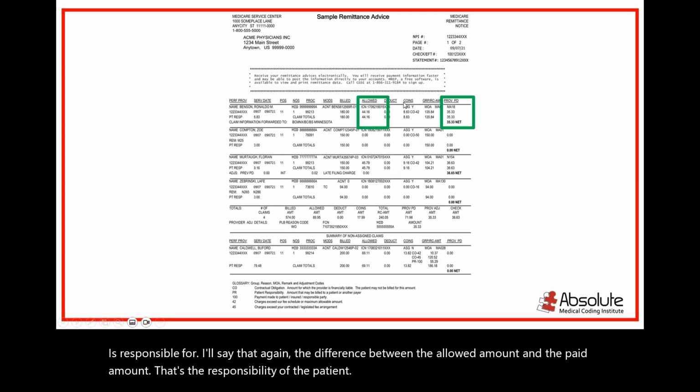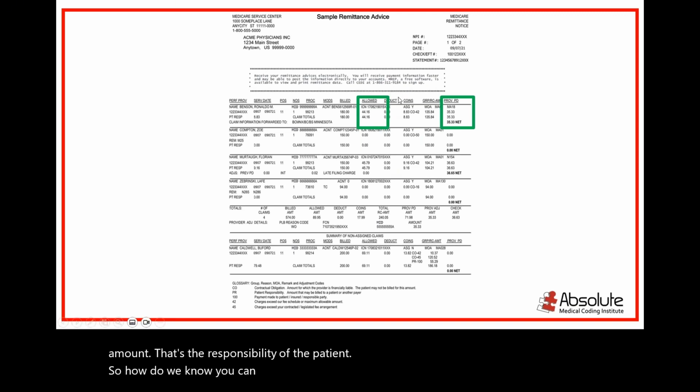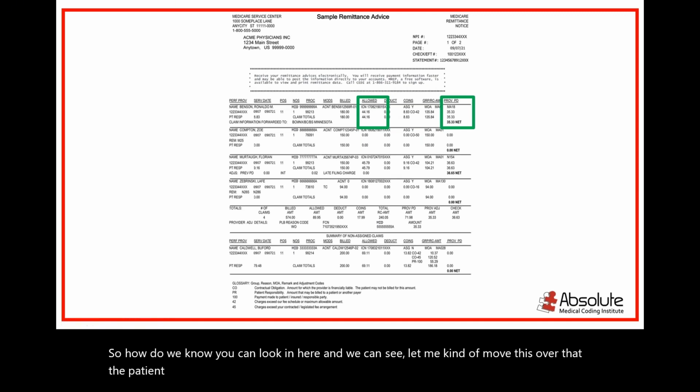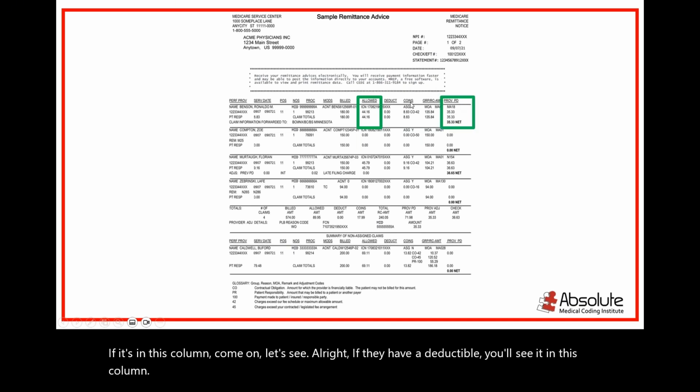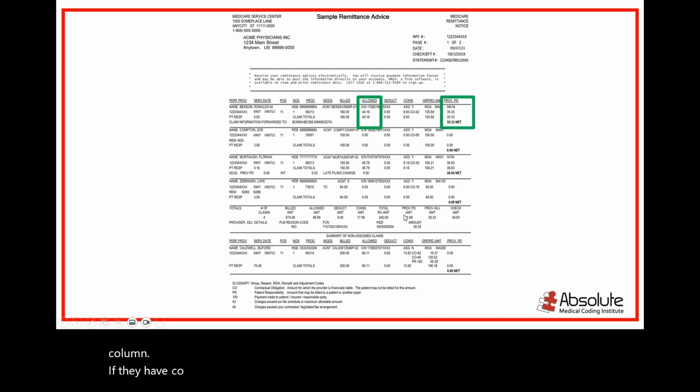So how do we know? Well, you can look in here and we can see, let me kind of move this over, that the patient has a deductible here. If they have a deductible, you'll see it in this column. If they have co-insurance, you'll see it in this column.